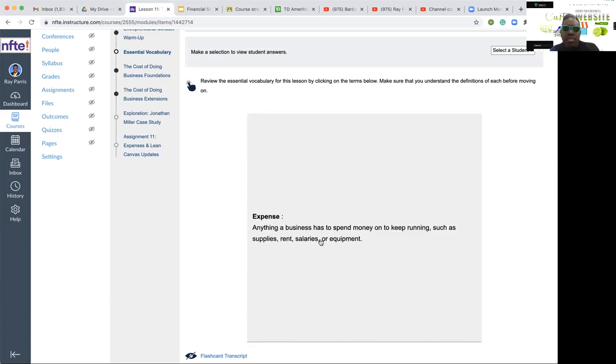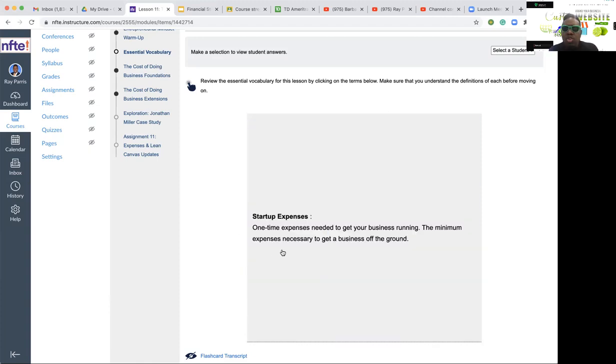Expenses: anything a business has to spend money on to keep running, such as supplies, rent, salaries, equipment. Okay. I know I need to get the lights running. I know I need internet service. I know I need t-shirts. I know I need a worker to print the shirts. What expenses do you need to run your business effectively, quickly, and efficiently? Very important.